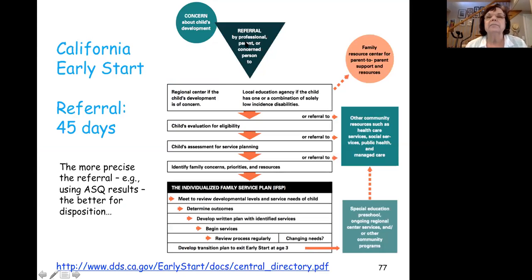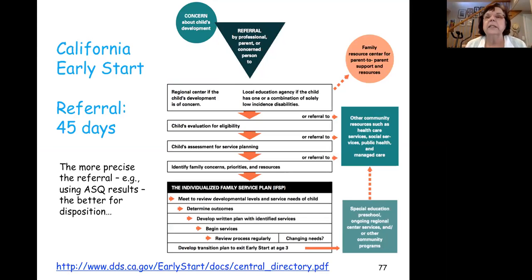So here is the kind of flow chart: referral by a professional, a parent, or concerned person. Now, the more information you have for a referral, not just, "I'm concerned about language delay." What you want to do is say, on the ASQ, the child falls below the cutoff for such and such. That will give the referring agency a lot more information.